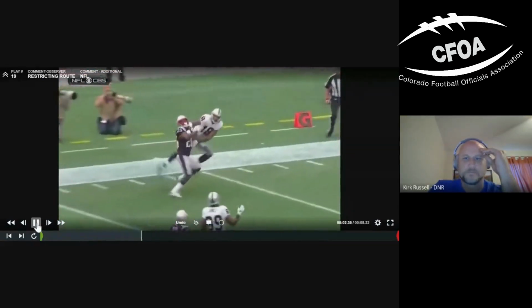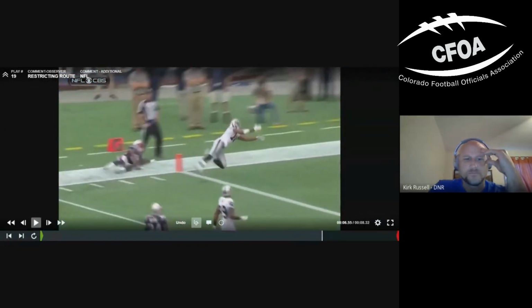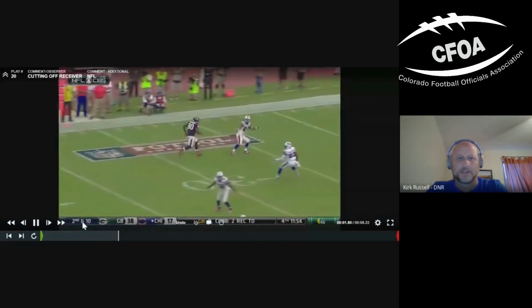Extending an arm across the body of an opponent, restricting his ability to catch the pass. So this one's restricting route. Yeah, this clip has a flaw in it too. It gets hung up here. Let me start it over if I can. This one was having trouble earlier. Restricting route is the term: cutting off the path of an opponent. Let's go to the next one.